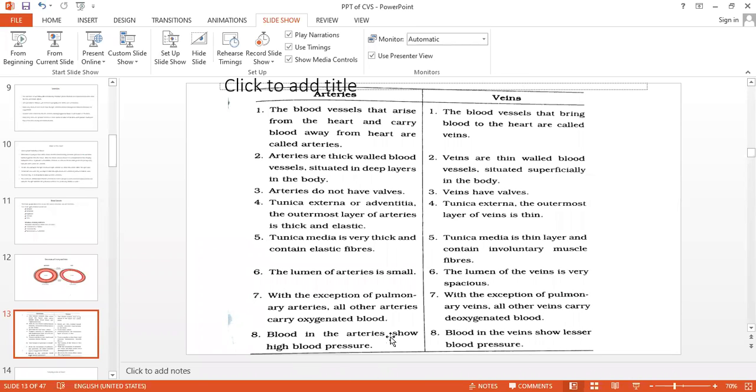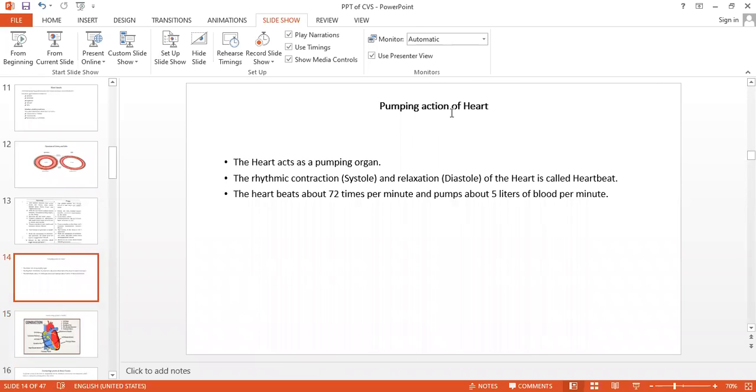Blood in the artery shows high blood pressure. Pressure is high in the arteries and pressure is low in the veins. Now we will see the next slide. Pumping action of the heart.